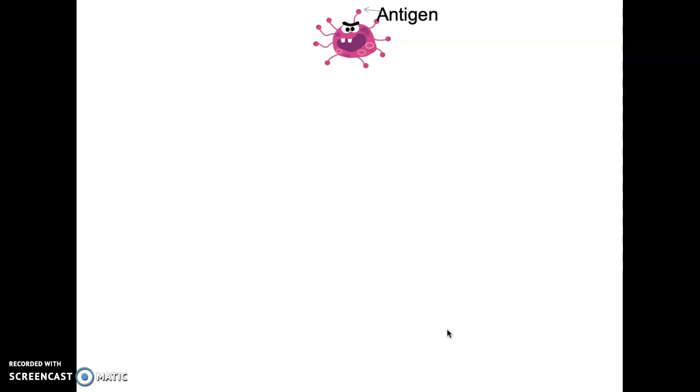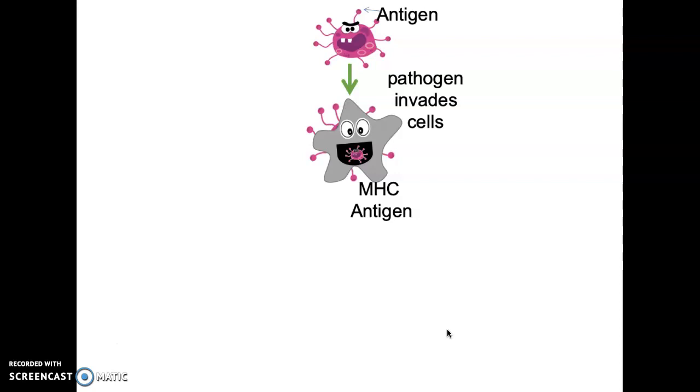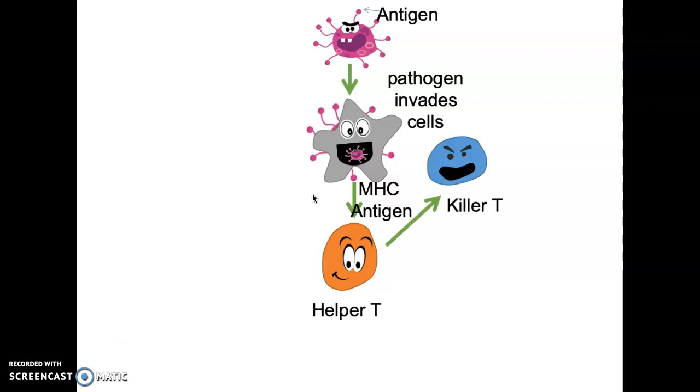So let's start from the beginning again. Here's our bad guy with its foreign antigens. And it somehow gets inside of one of our cells, and those cells then display that particular antigen on the outside, the major histocompatibility antigen. That tells our helper T cells, here's what's going on. This cell is infected. You can see there's something inside there we got to take care of. So the helper T cell is going to notify a killer T cell to do its damage, to kill.